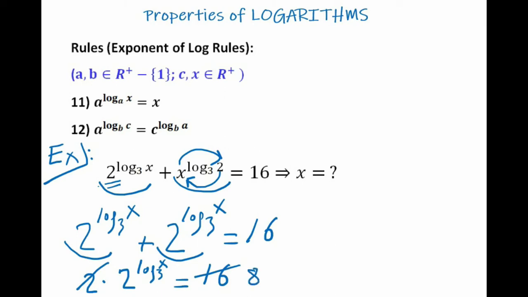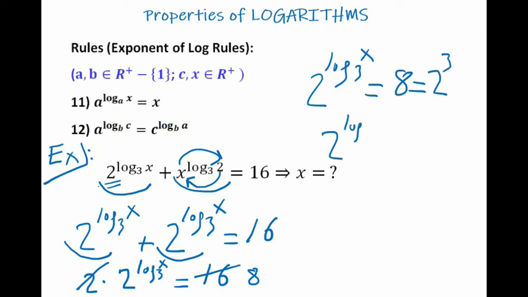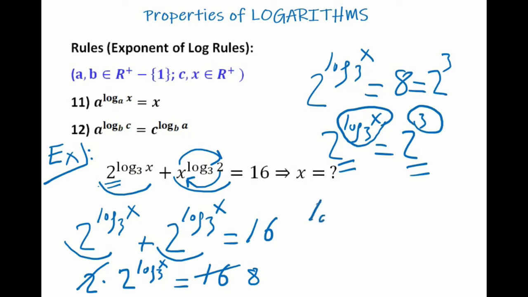Let me continue here. So it's going to be 2 to the power of logarithm of x in base 3. Now this is equal to 8. We all know that 8 is 2 to the power of 3. So it's going to be 2 to the power of logarithm of x in base 3 is equal to 2 to the power of 3. If you remember from the powers and exponents, if the bases are the same, the powers should be the same as well. In that case, logarithm of x in base 3 has to be equal to 3 by using that rule. So logarithm of x in base 3 is 3.